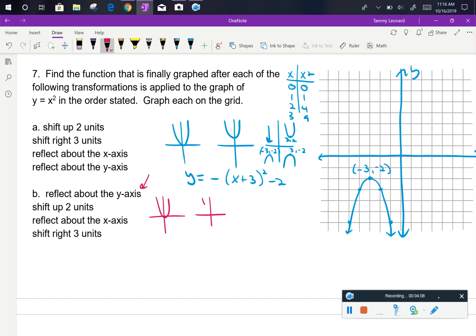Then it says shift up 2 units. We've done that before. It's going to come up here. Then it says reflect about the x-axis. Will we be able to tell that that one happened? We will, definitely. Because not only will it be upside down, but it'll be 2 units below instead of 2 units above. We okay? All right. Then shift right 3 units. So we're over here. Does that make sense? Okay. So what's going to be the vertex for this parabola?